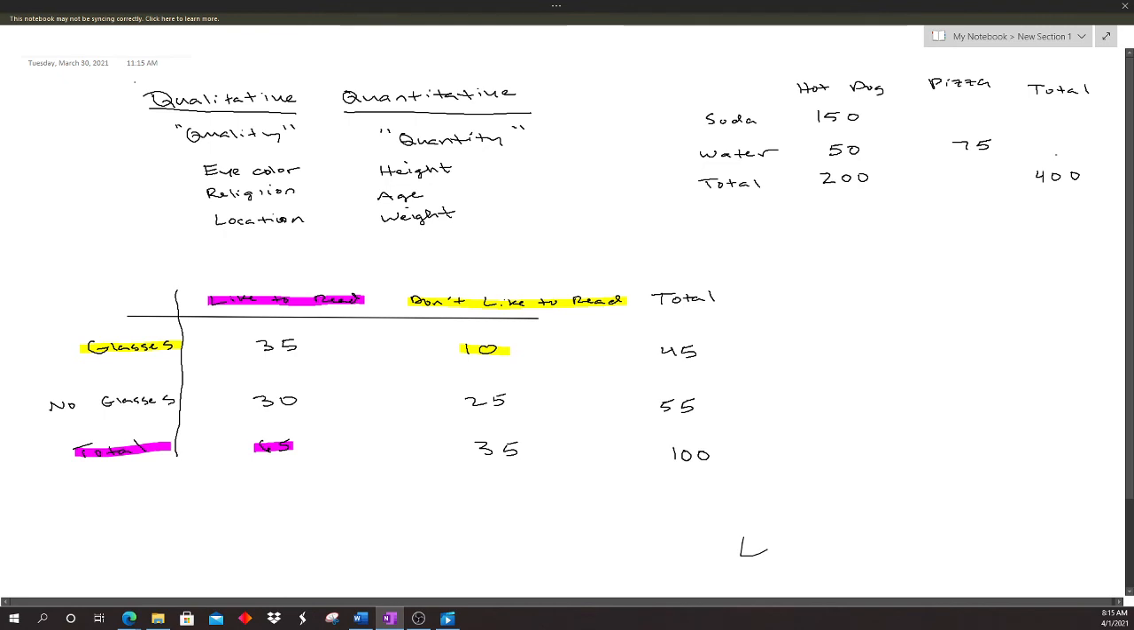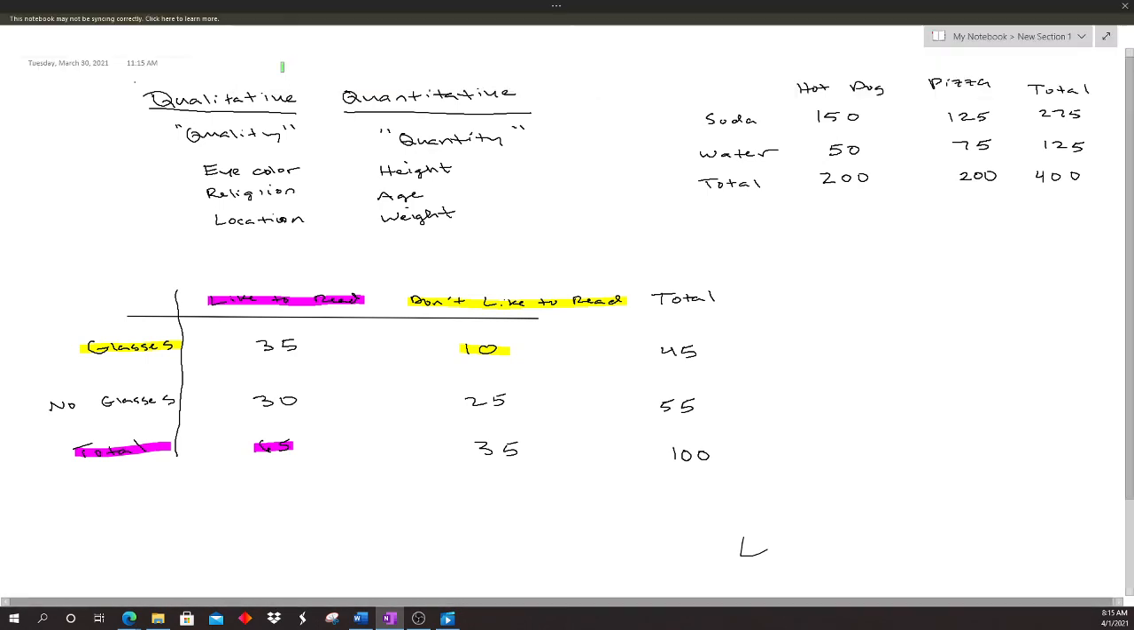Then from here I can either fill in the total number of waters or the total number of people who ordered pizza. If there's 200 that ordered a hot dog and 400 people total at the park, that means 200 total ordered pizza. Then, to find out people who ordered pizza and a soda, 200 minus 75 gives me 125. Now I can tell you the total number of people that ordered a soda by adding across, and the total number of people who ordered a water by adding across.